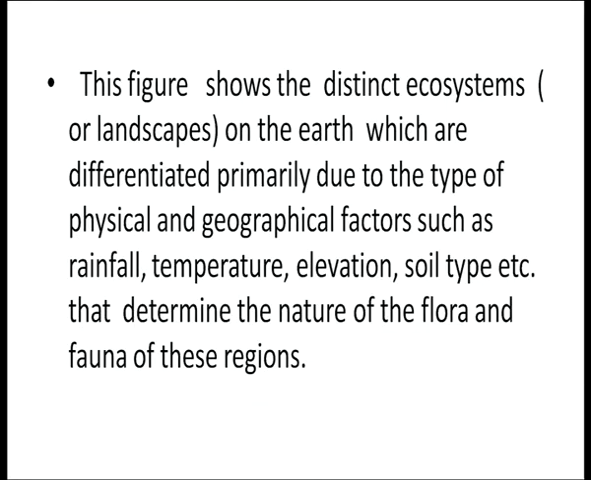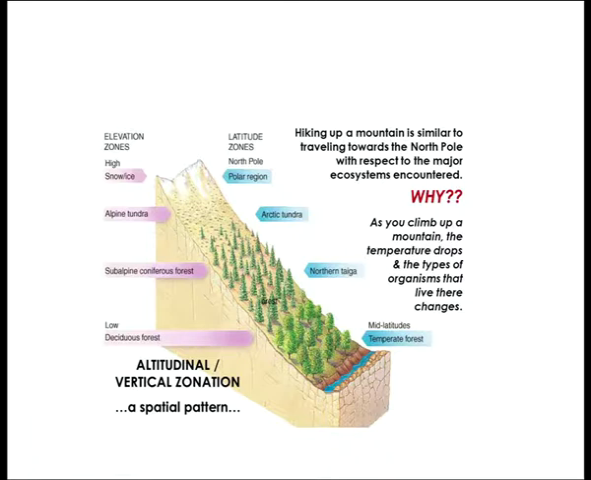The various landscapes on the earth are differentiated primarily due to physical geographical factors such as rainfall, temperature, elevation, soil type, etc., that determine the nature of the fauna and flora of these regions. This is another figure to familiarize you with the latitudinal and altitudinal variation in the plants at different latitudes and altitudes.